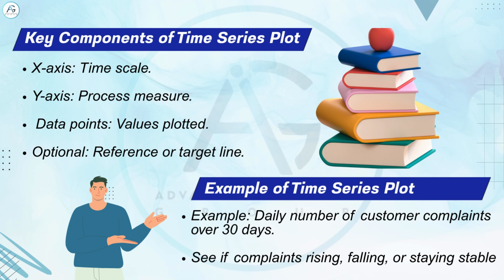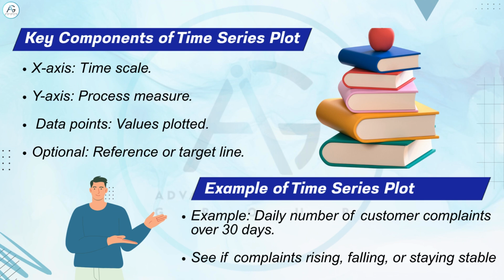The x-axis represents the time scale. This could be days, weeks, shifts, or any time interval. The y-axis shows the process measure you're tracking, such as output, defects, or response time. Data points are plotted to represent values recorded at each time interval. You can also add an optional reference or target line to visually compare actual performance against your goal or standard.